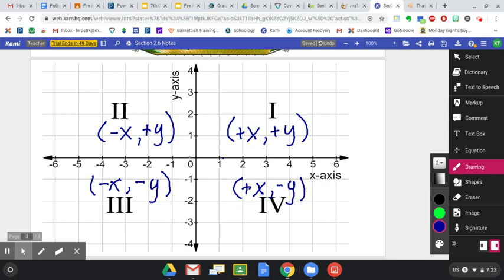All right, and there are points that don't land in any of the quadrants. For example, if I had the point 2, 0, that's not in quadrant 1 or quadrant 4. It is on the x-axis, so this would not be considered in a quadrant. Same thing here. If I had 0, 2, that would be on the y-axis. It's not in either one of those quadrants.